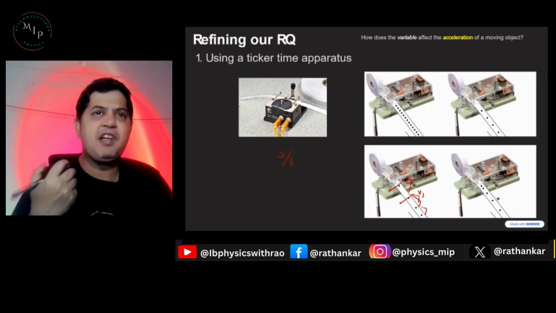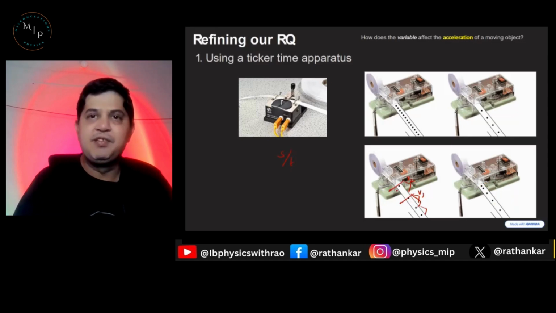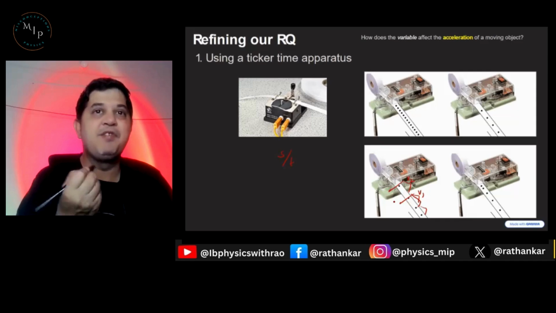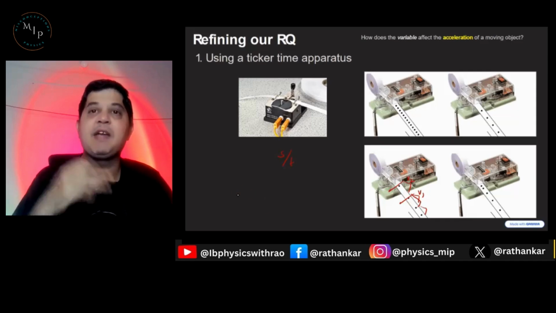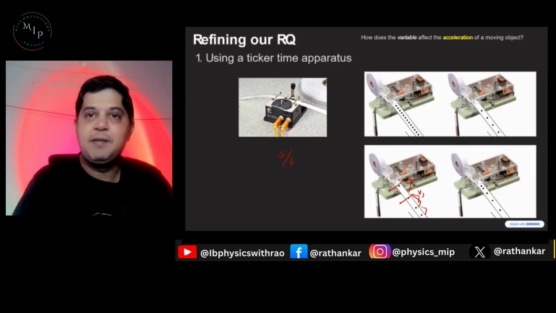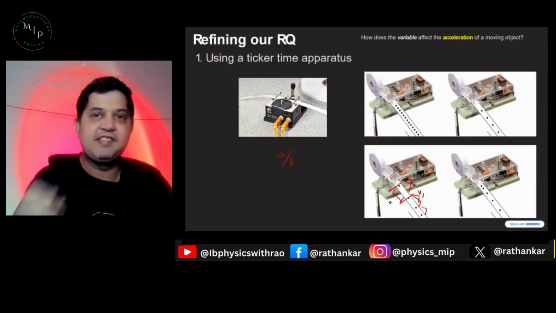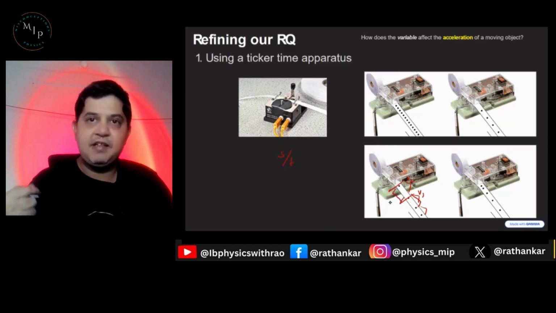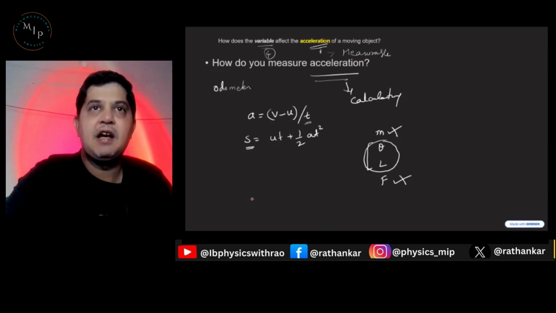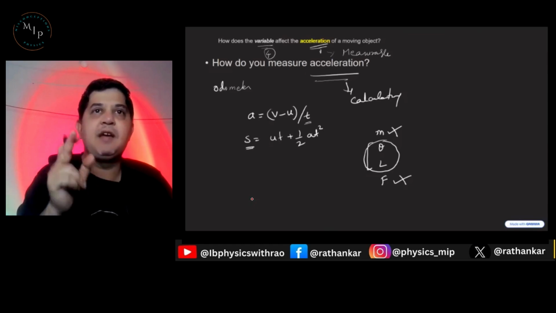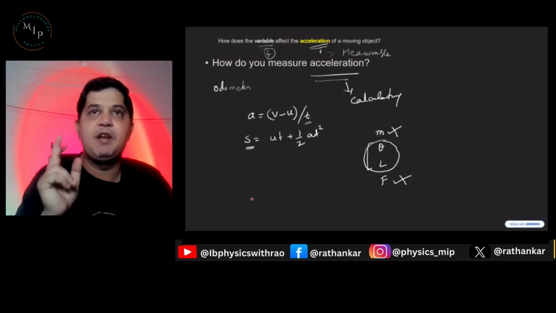So what is it we have tried to do? We have tried to get the value of acceleration using the distances. Now what's your variable? Your variable will not be acceleration. Acceleration you are going to calculate, right? Your variable is this distance over here, this distance traveled by the object as it is moving. So therefore, now what was our RQ? How does the variable affect the acceleration of a moving object?